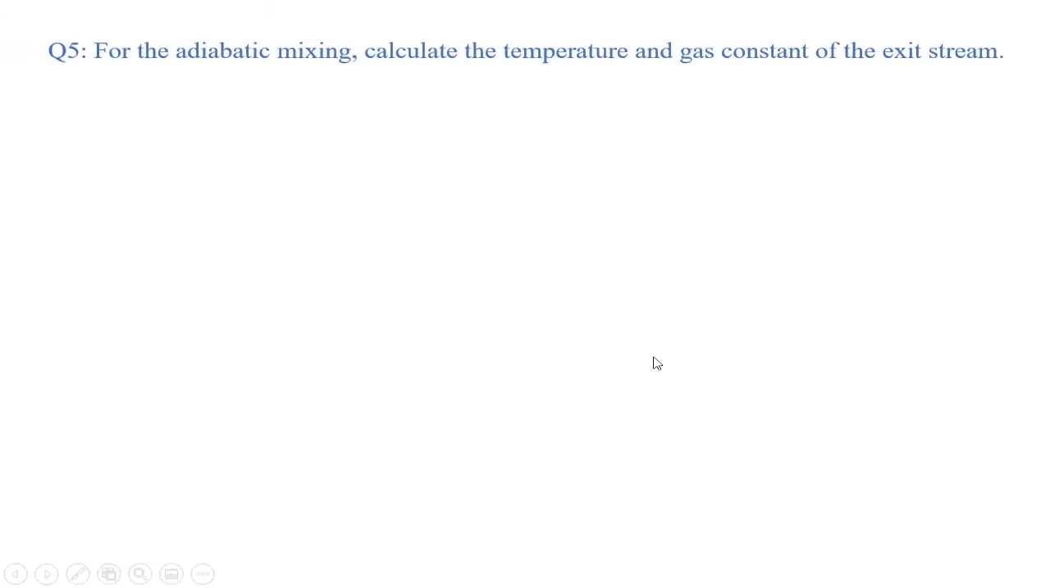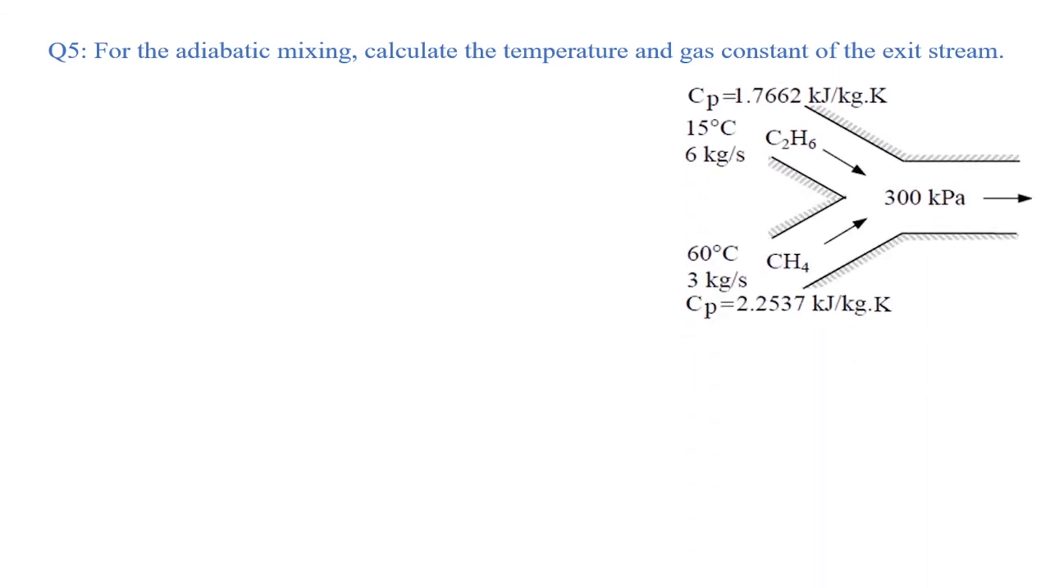So the last question, question number 5, is also an adiabatic mixture, but for an open system. The only difference here is we use enthalpy instead of internal energy, so we will use Cp instead of Cv. So we have a Y-shaped mixer. For simplicity, we call this stream number 1 and this stream number 2. This will be stream 1 plus 2. Since we have an adiabatic mixer, Q equals 0. Also we don't have any work, so W equals 0. So enthalpy inlet will equal enthalpy outlet.